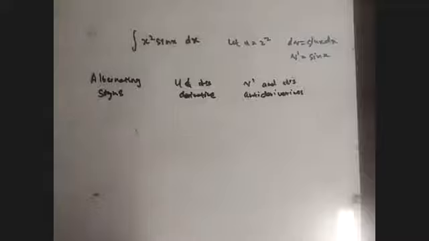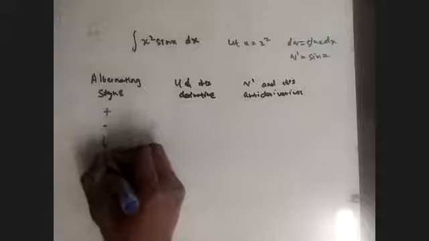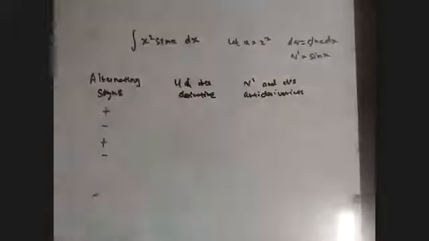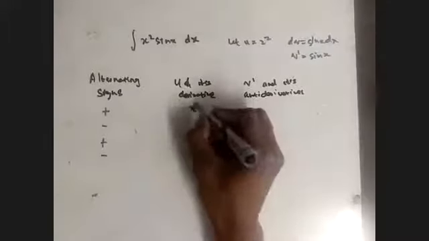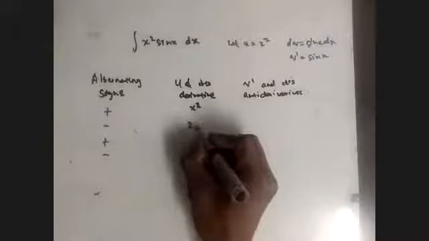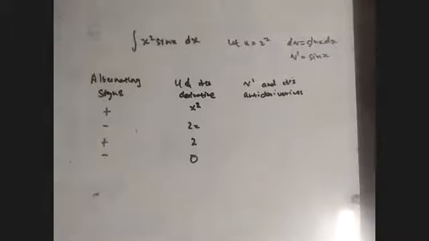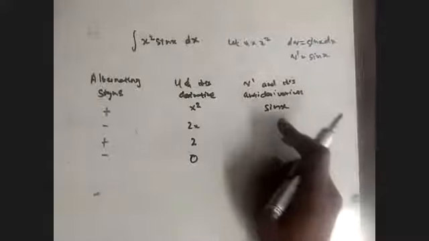When we're given something of this nature, remember, we always write the alternating signs: a plus, a minus, a plus, a minus, and so on. I'm stopping at this point because we know that the derivative of x squared will always go that way. So we write x squared, then its derivative, 2x. The derivative of 2x is 2. The derivative of 2 is 0.